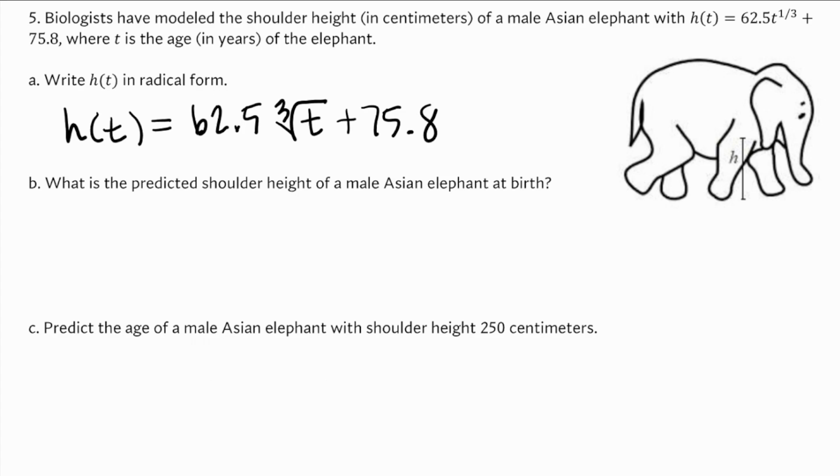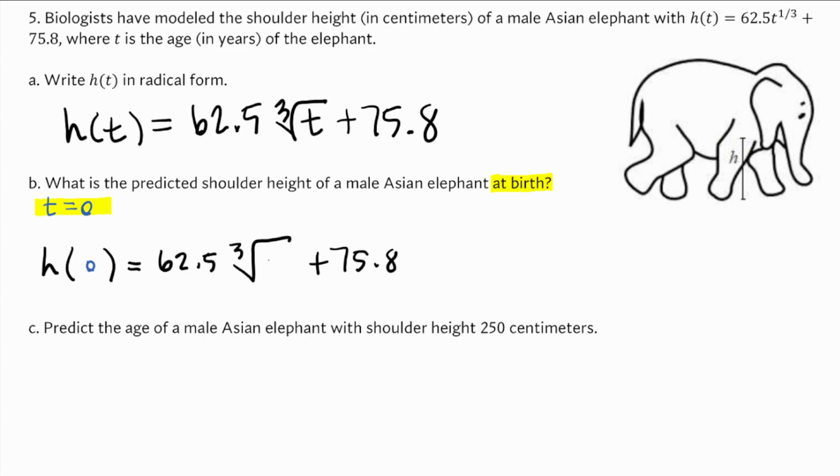Okay, well, birth means that its age is 0 years. So we're just going to plug in 0 for t. So h of 0 is going to be 62.5 times the cube root of 0 plus 75.8. Plugging in 0 for t, well, the cube root of 0 we know is 0, so h of 0 is just going to be 75.8. And that's measured in centimeters.